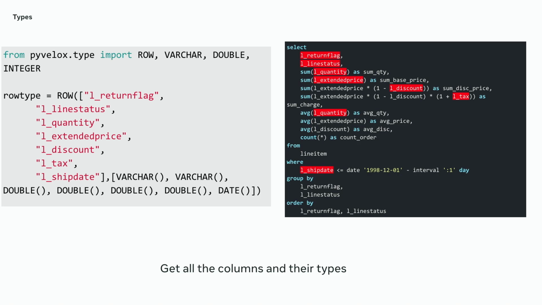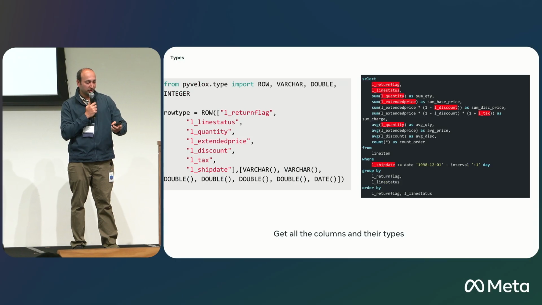To start off with, what are the columns that we need to read from the table? We identify the columns that we're interested in: return flag, line status, quantity, some of these other columns. And we get the types that are associated with them. And then we just create this row type. Row is the containing data structure type that contains the mapping between the name and the type associated. And you can see we use varchar, double, dates, etc.